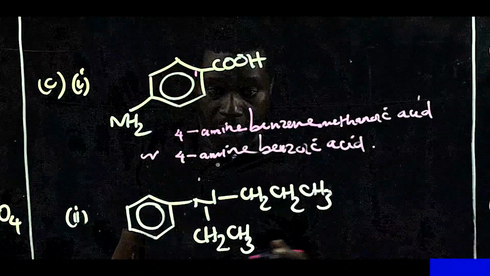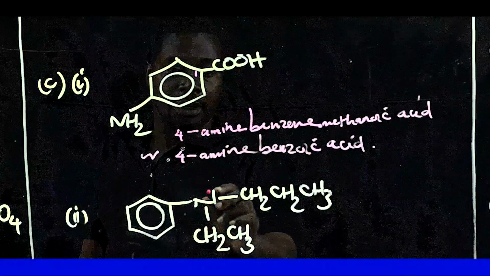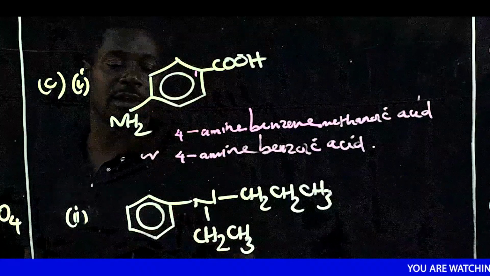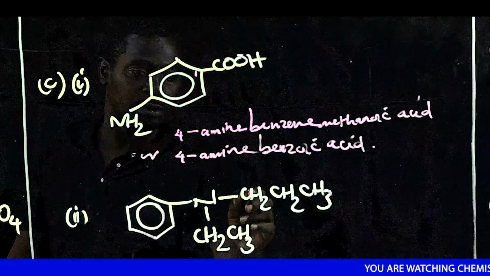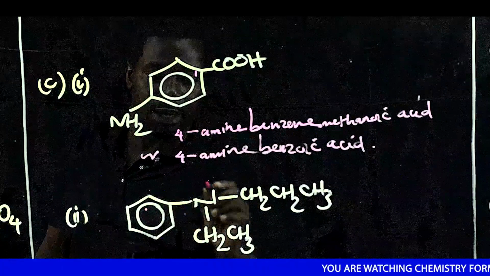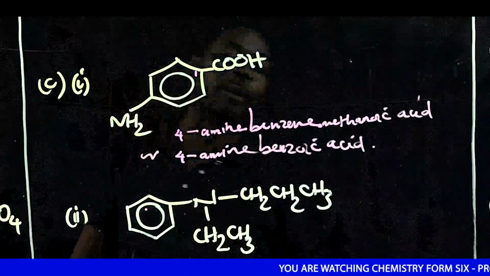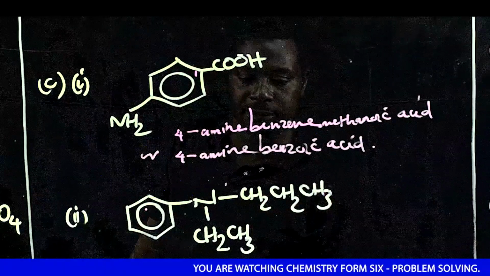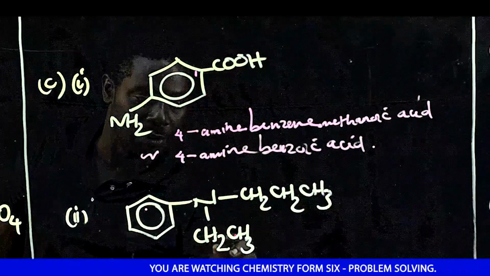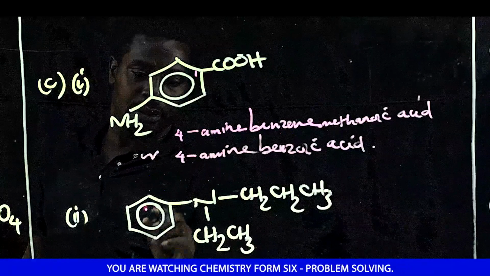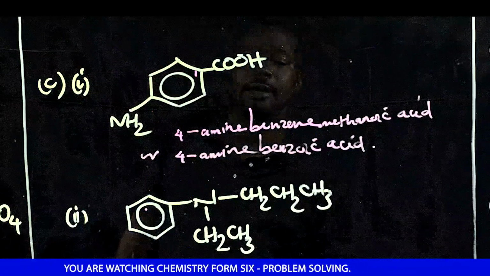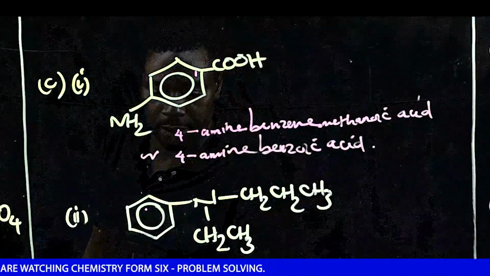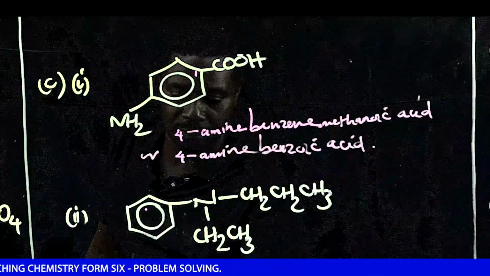So by using the principle of naming amines, nitrogen has two alkyl groups and a phenyl group. So we are supposed to name these attached to nitrogen alphabetically. This group is known as propyl, this alkyl group is known as ethyl, and this one is known as phenyl. So alphabetically, let us start with N-ethyl.